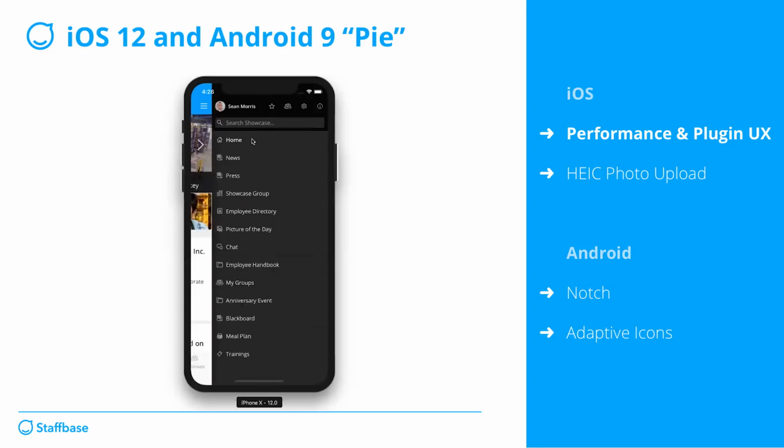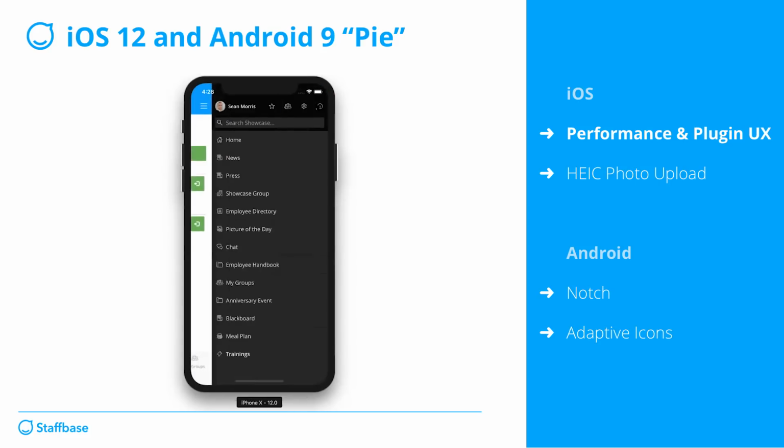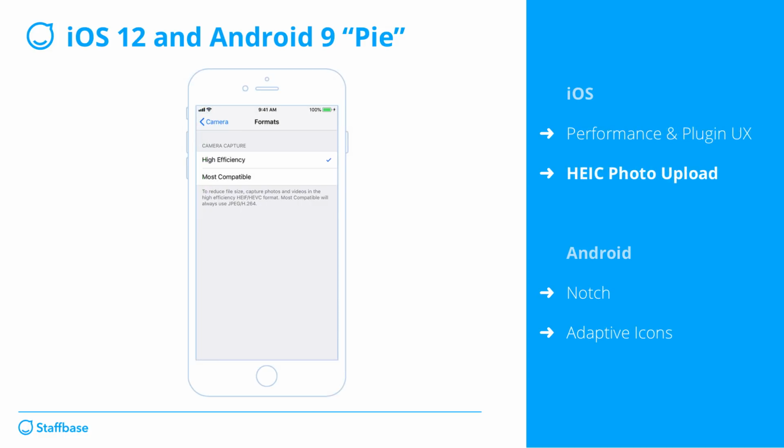a new rendering engine. This also allowed us to improve the opening and navigation of most plugins on iOS to better match with the core parts of the app, therefore leading to a better UX and less confusion for your employees. One of the requests we heard most often during the last months was supporting photo upload for Apple's new HEIC file format. With the October release, this is now possible and helps you to save some storage.